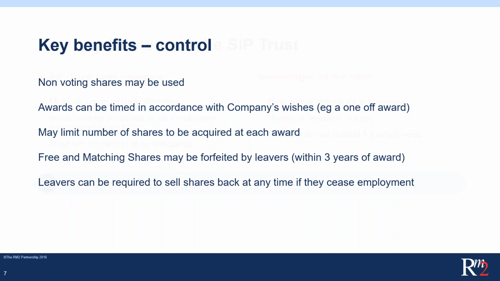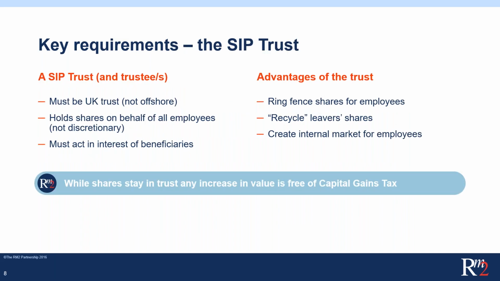As I noted, the tax benefits do mean that certain rules have to be followed. So now I'm going to talk about the key requirements. The first of which is that in order to run a SIPP trust, you will need trustees to run it. A SIPP trust must be UK based. It must hold the shares on behalf of all of the employees, and it must operate within the terms of the SIPP legislation. So, unlike other employee benefit trusts, it doesn't really have any discretion. It has to follow specific rules.